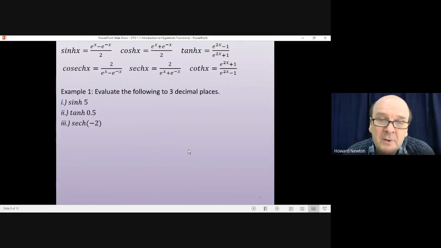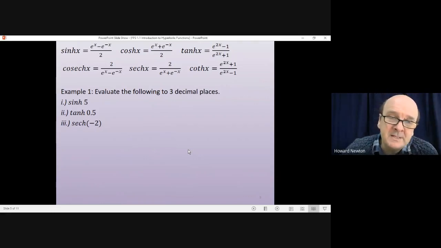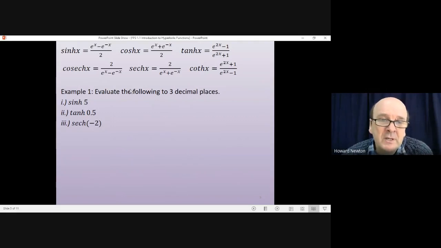Example 1, evaluate the following to 3 decimal places. All we have to do is use the definition of the relevant function and substitute in x equals whatever we're given. So for sinh x, we'll be substituting in x is equal to 5. I'll let you have a go at working your way through these. You just use your calculator and then round the answer to 3 decimal places. So pause the video, have a go, and come back to me when you're ready.